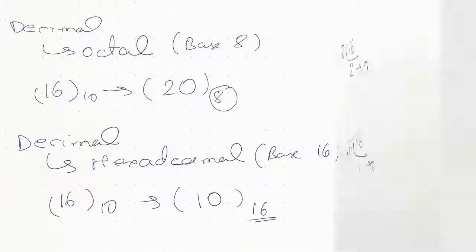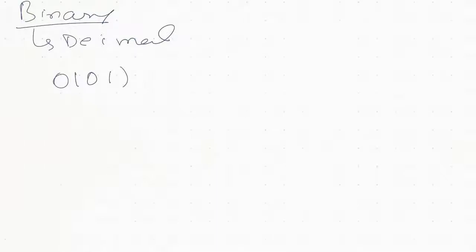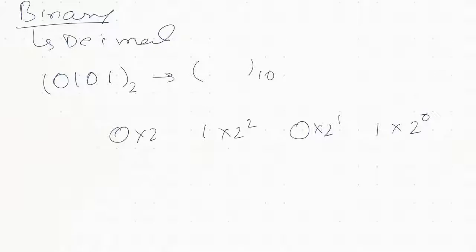Now let's talk about binary. From binary, let us try and convert to decimal. Given a number 0 1 0 1, which is in binary, we need to convert it into the equivalent decimal number system. To convert it into decimal, we are going to use the positional value. So it will be 2 to the power 0, 2 to the power 1, 2 to the power 2, and 2 to the power 3. We will add them together to get our decimal equivalent number.